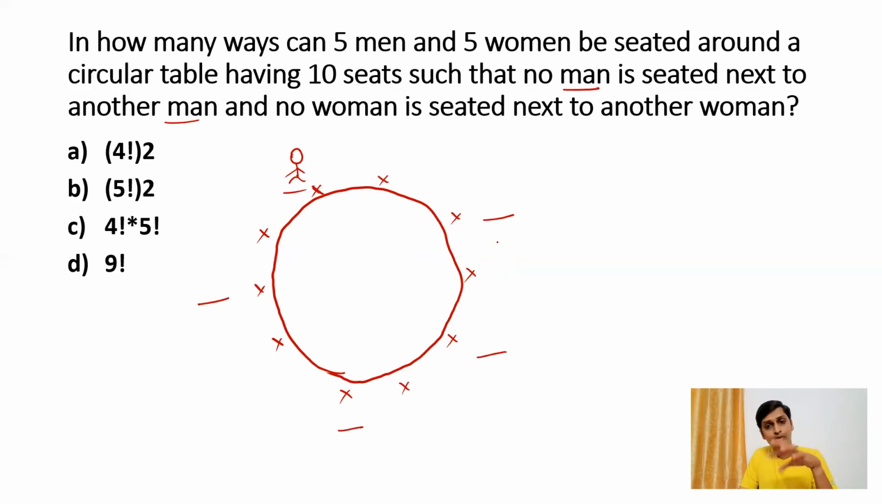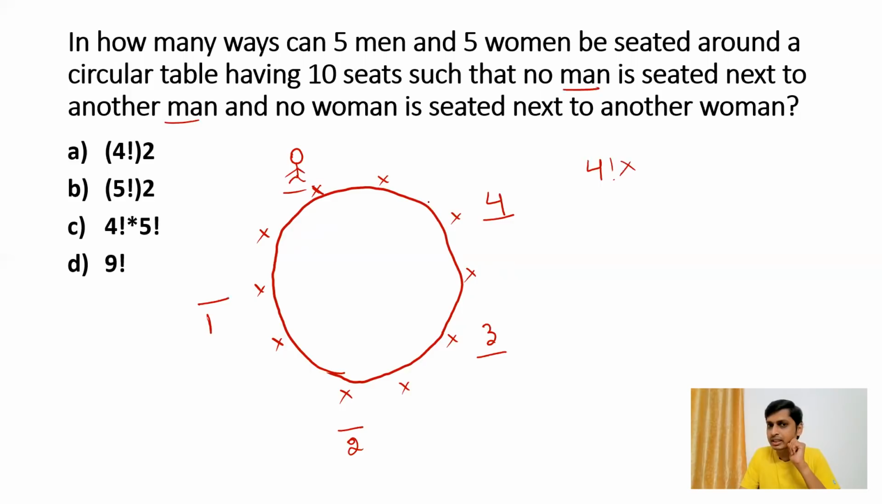Right. So we have 4 seats now. So the second guy will sit in 4 ways, the third guy will sit in 3 ways, the fourth guy will sit in 2 ways, and the last guy will sit in only 1 way. So the rest of the 4 men will sit in 4 factorial ways, and the first man will sit only in 1 way, right?